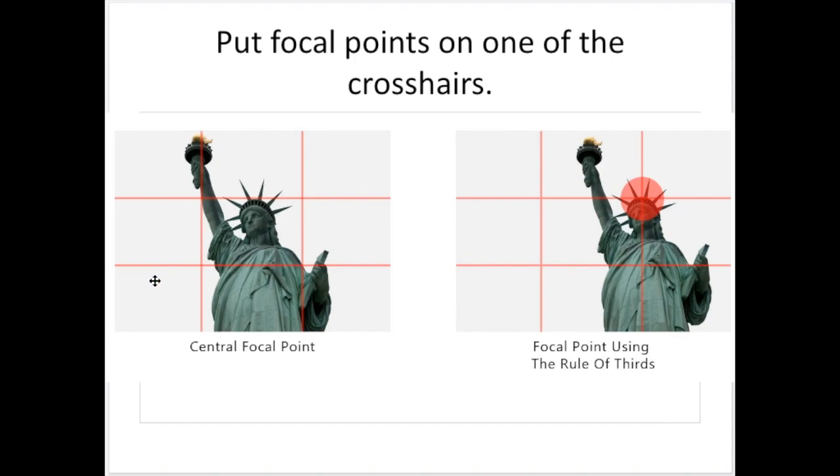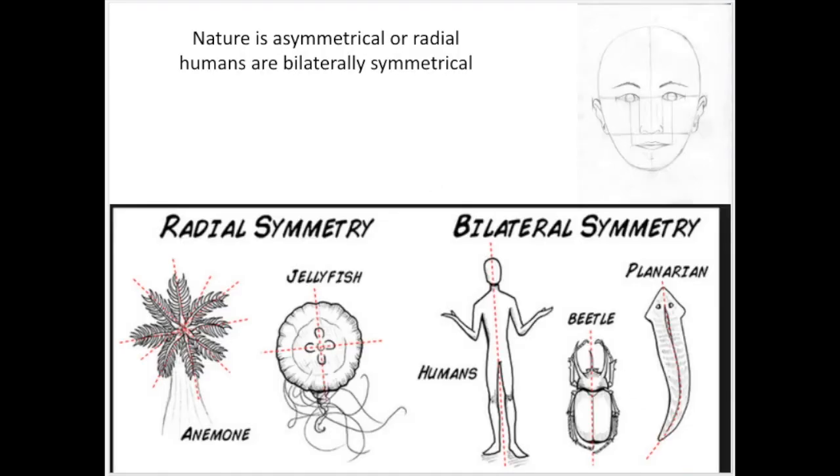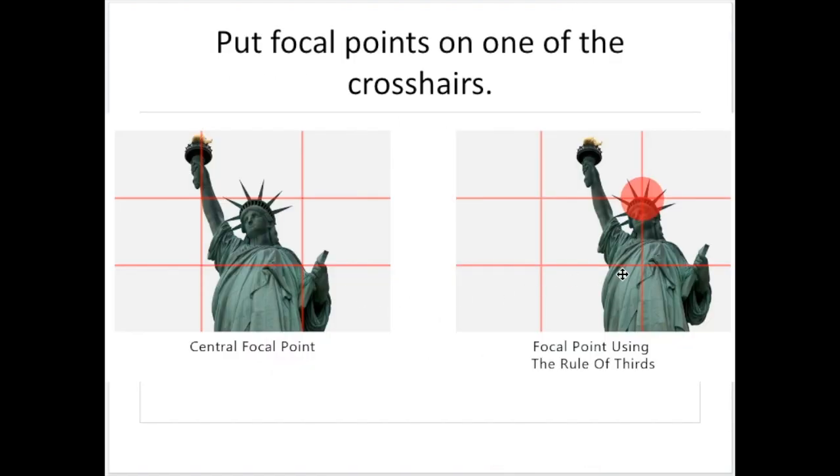And the reasoning for this is that nature tends to be asymmetrical, or radial. Asymmetrical means that things aren't balanced perfectly. So in the case of the Statue of Liberty, she's over here, which leaves us some open space for our mind to kind of wander. So this isn't very symmetrical, it's asymmetrical.